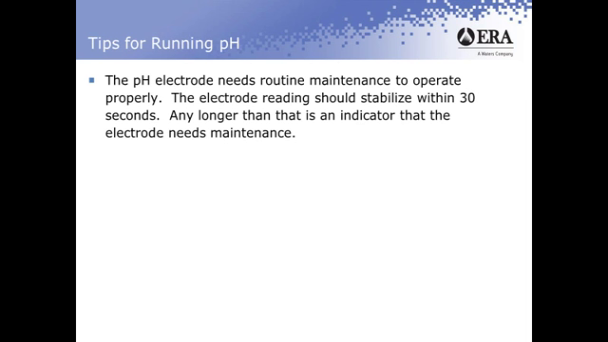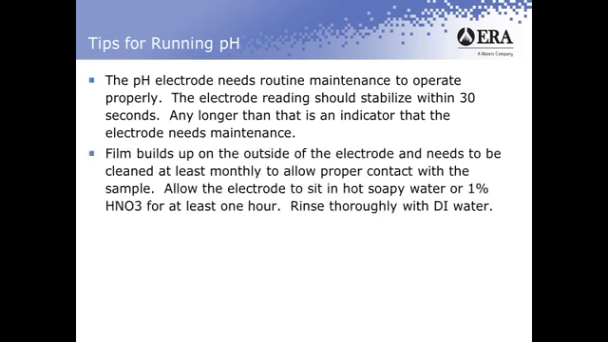The electrode that you use does need routine maintenance to operate properly. The electrode readings should stabilize within about 30 seconds. Any longer than that is an indicator that your electrode might need some maintenance. There are a couple of things that can happen with your electrode during the course of your analytical work. Film does build up on the outside of those electrodes, and that film does need to be cleaned periodically. I would recommend cleaning those at least monthly to allow proper contact with the sample.